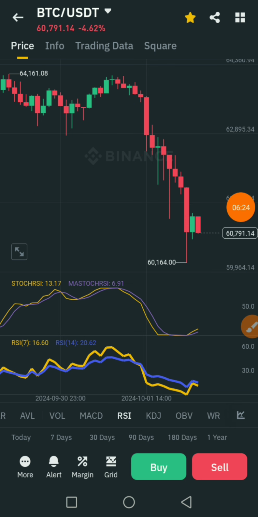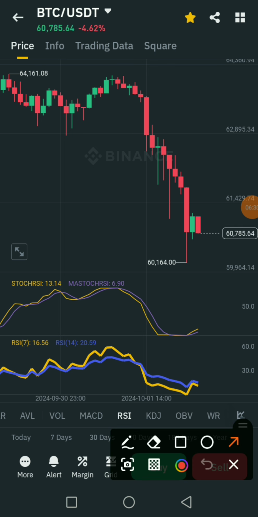Another example is this RSI 7 over here. RSI 7 means that the RSI is calculating the amount of highs, which is the high of the last 7 candles, divided by the low of the last 7 candles. Whatever answer it gives will determine whether we should buy the market, whether the market is going up or coming down.